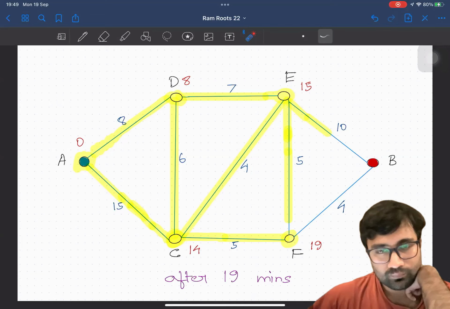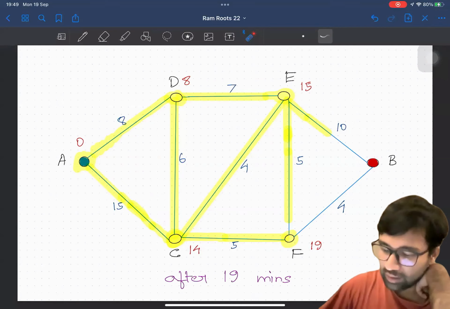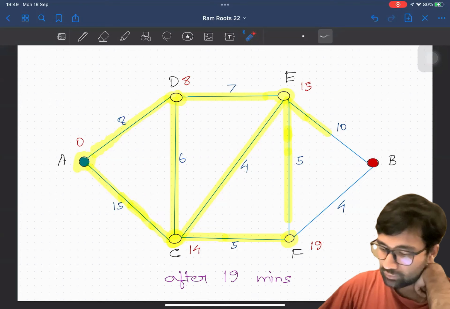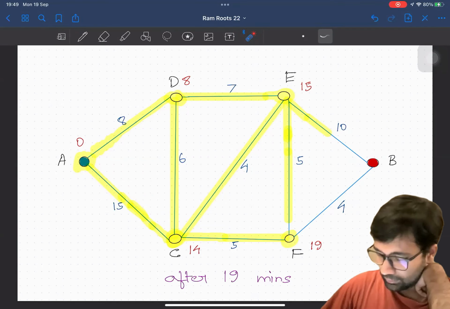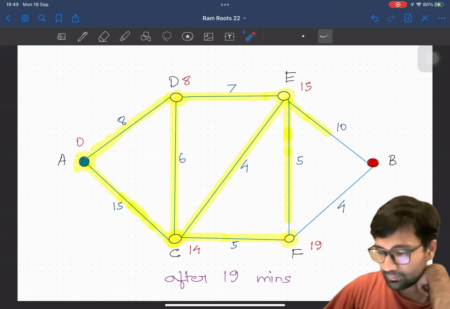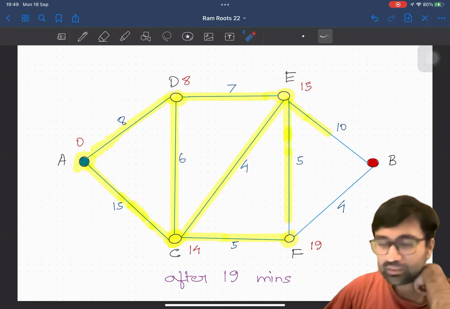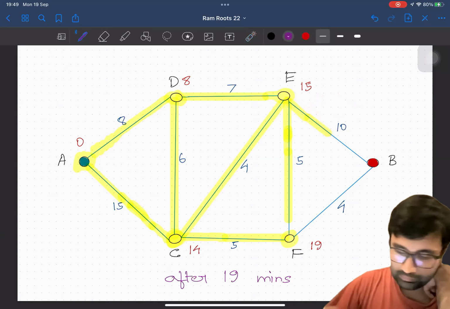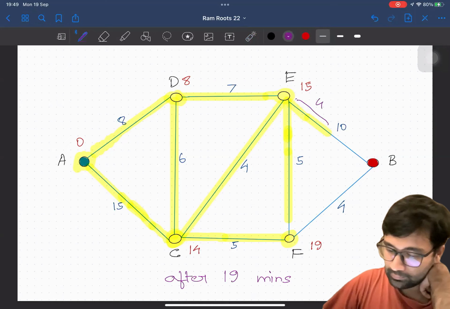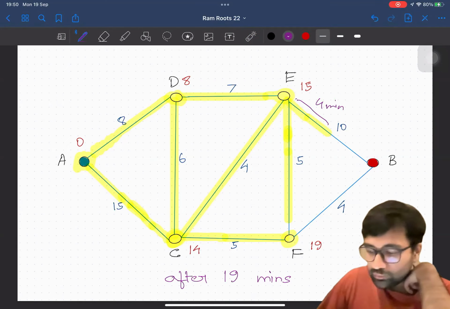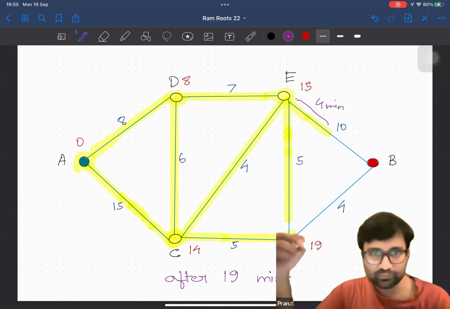And E is already halfway there. So it will not take another 5. It's probably less than halfway, right? Right, because the fire reaches E at 15 minutes, and now it is 19 minutes. So this is 4 minutes. I see. So then another 6 minutes it needs to cover. Yes, if the fire is coming from E to B, then it needs another 6 minutes.